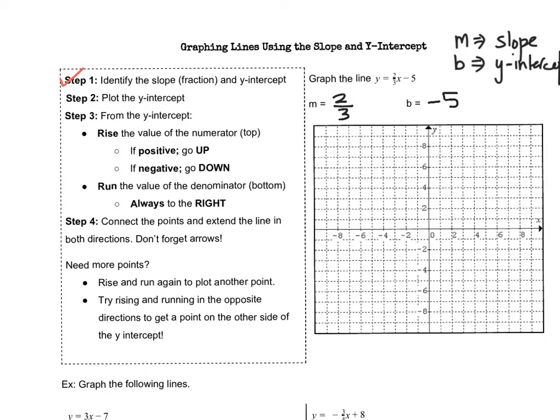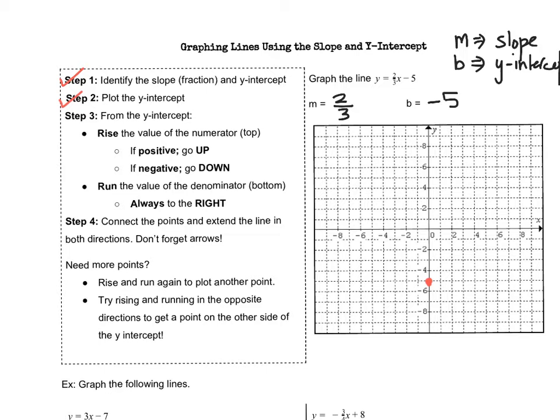Now here you're given that the y-intercept is negative 5. So on the y-axis, wherever it is negative 5, that becomes your y-intercept. That would be your first point. So you plot a point at negative 5. So I'm plotting a point at negative 5. Now you're done with step 2. We're going to now see step 3.